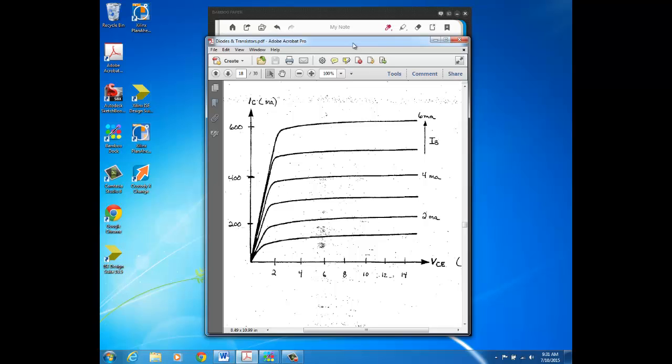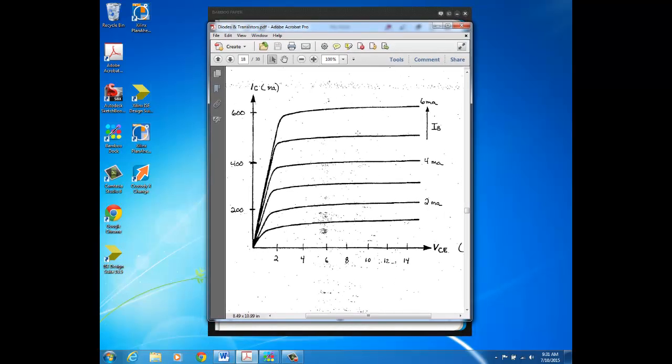Now, the most important aspect of this curve to note is that right along here, roughly about 2 volts or so, that's where these curves start to bend when you have a VCE less than a couple of volts. And then to the right of where VCE equals a couple of volts, that's where these curves are relatively flat.